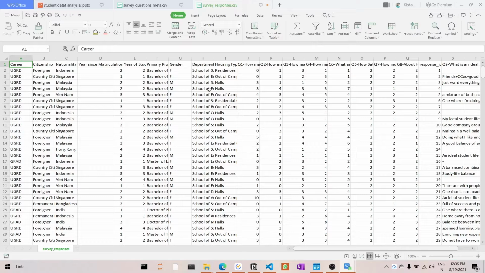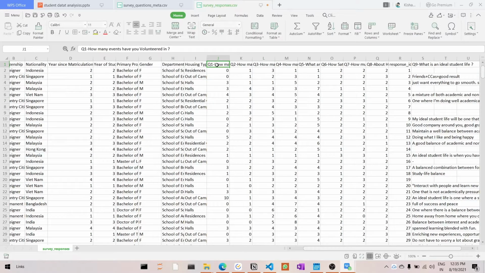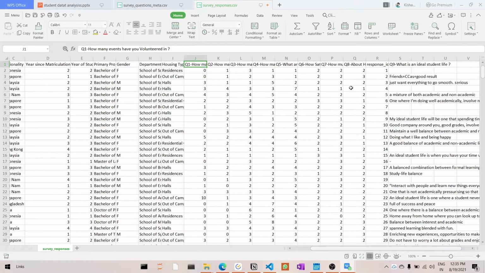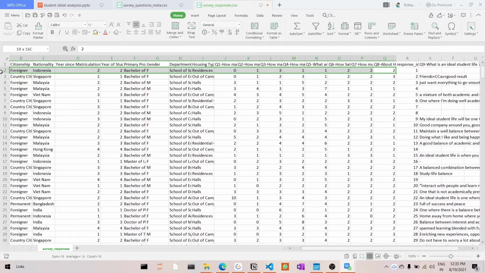Then we have one more dataset called survey responses. In that we have different features. For example, we have a career, we have a nationality, we have house type. Then we have different questions which are answered in numerical format. So these are the two datasets we have. At first, please spend some time analyzing these datasets.